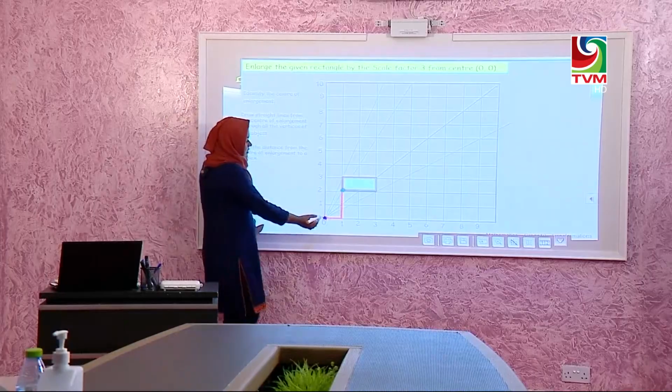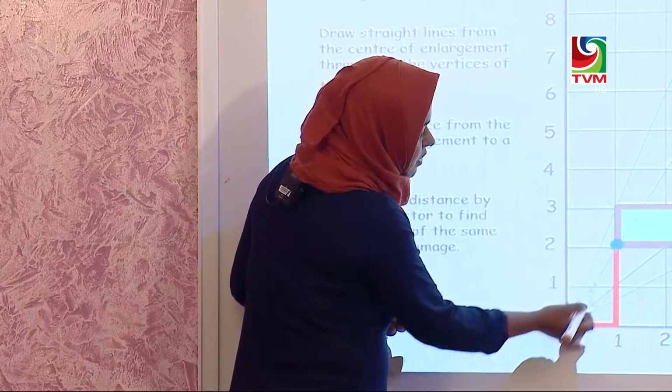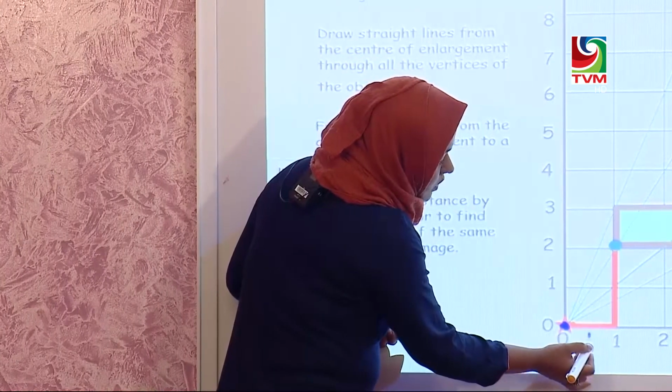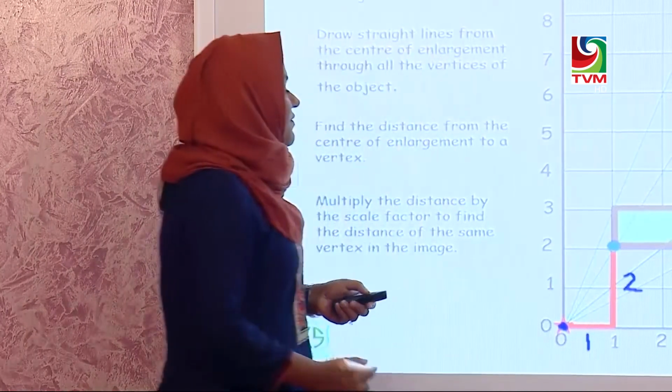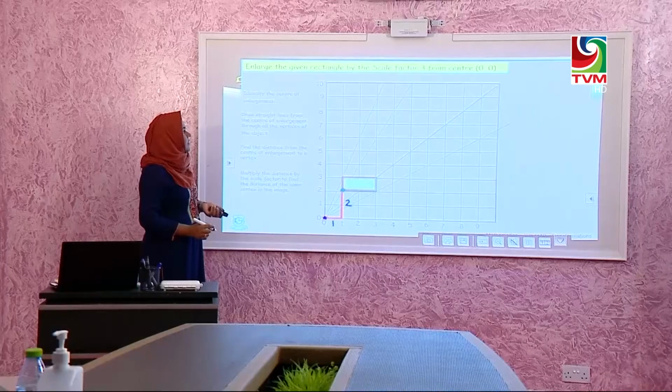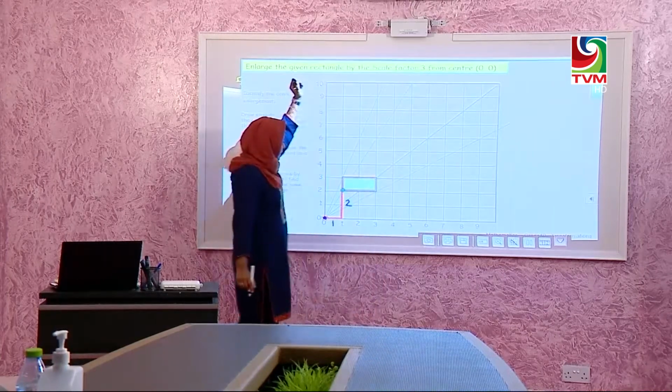So the distance from the center to that point we have across 1 and up 2 squares, that is the distance. After identifying the distance, our next step is multiplying the distance by the scale factor to find the distance of the same vertex in the image. Now this means we have identified the distance from the center of enlargement to the point here. The distance was 1 square across and up we have 2 squares. Now we have to multiply these distances by the scale factor. Our scale factor is 3, which means the enlargement will be 3 times bigger than the object.